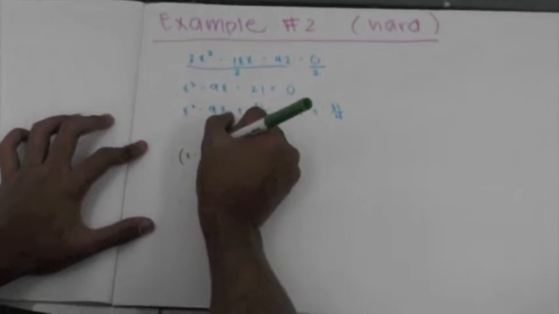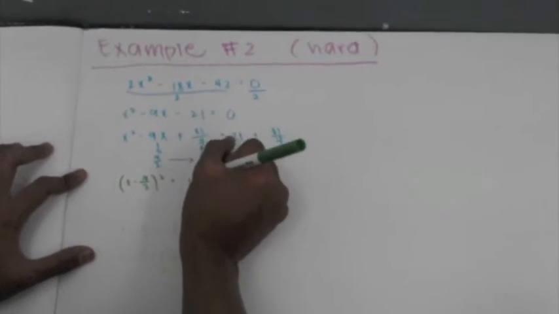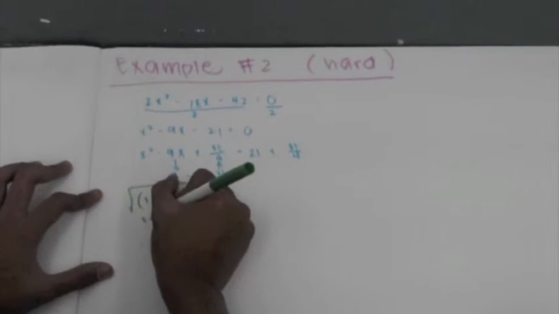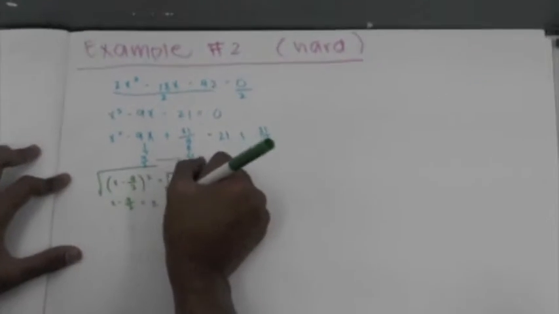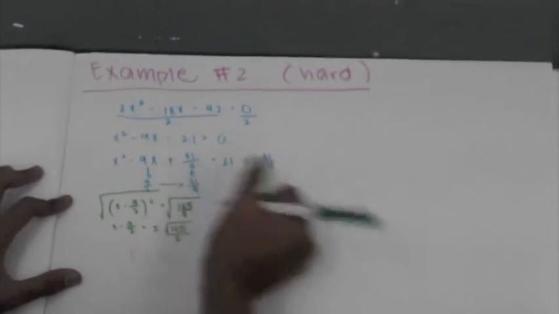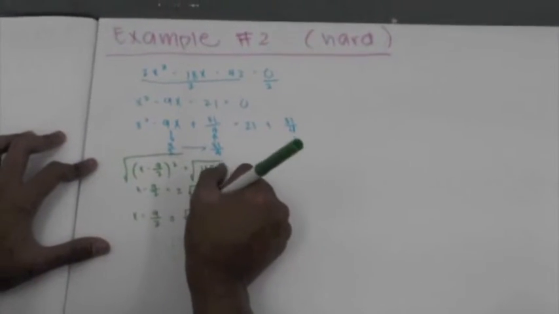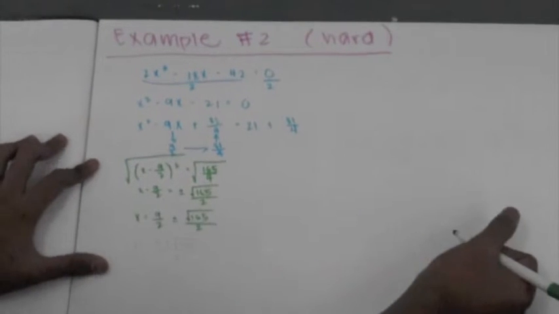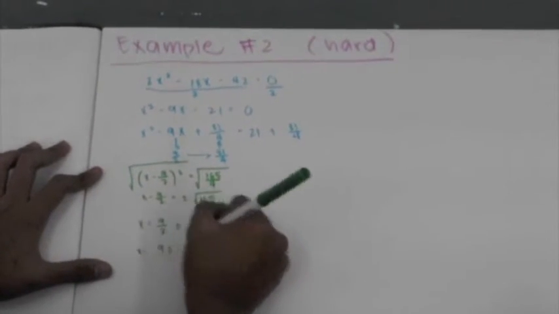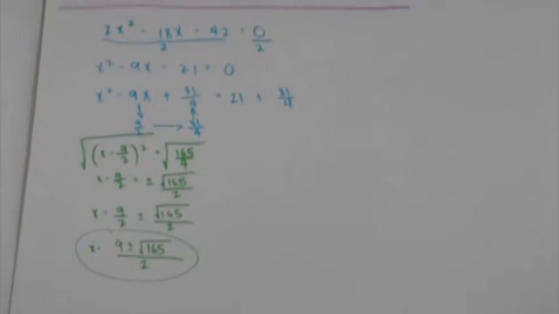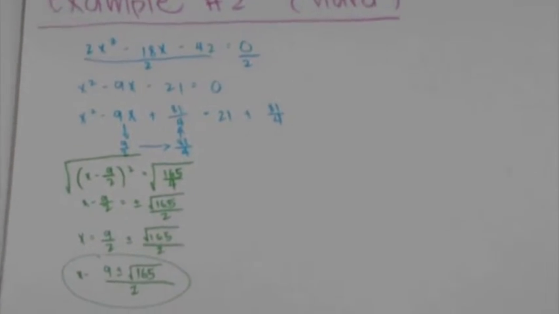21 plus 81 over 4 is 165 over 4. Now you have (x minus 9 over 2) squared equals 165 over 4. Then you square root both hand sides. And it becomes x minus 9 over 2 equals plus or minus square root of 165 over 2. Then you transpose negative 9 over 2 to the other hand side, becoming 9 over 2 plus or minus square root of 165 over 2. Then you combine them since they have the same denominator. So it becomes x equals 9 plus or minus square root of 165, all over 2.